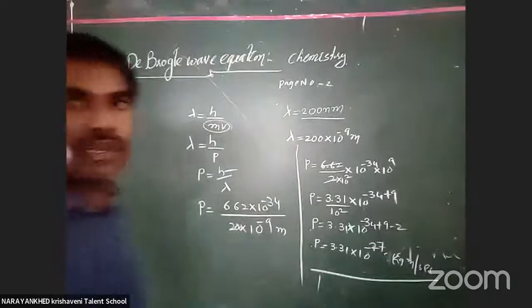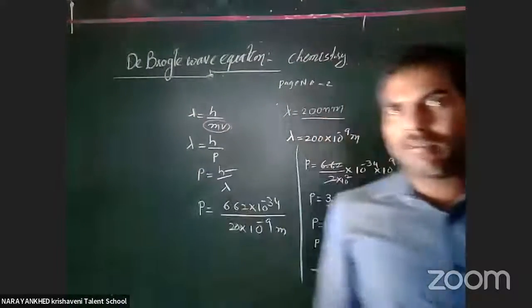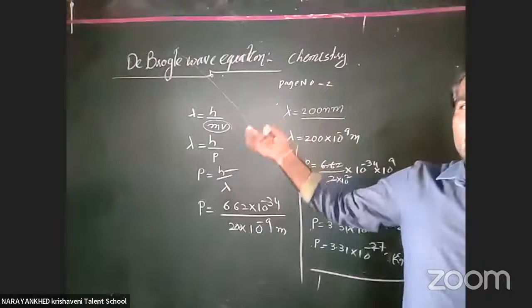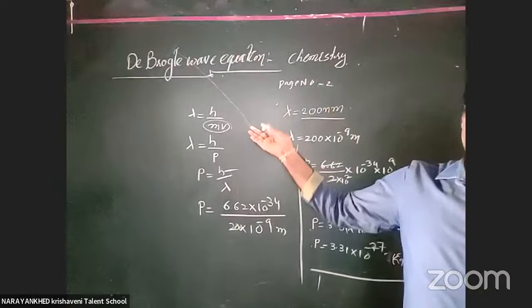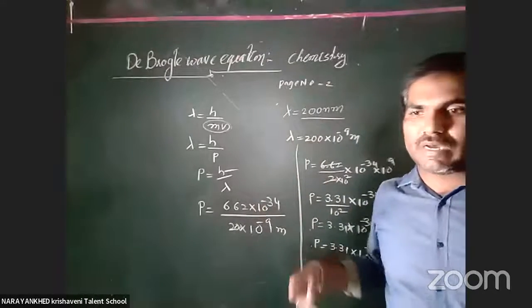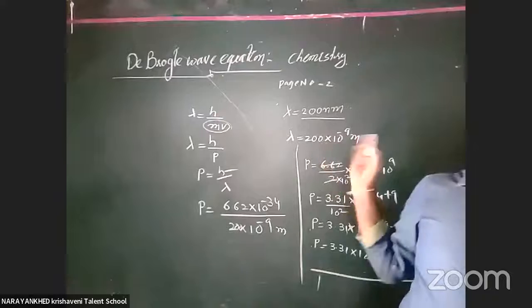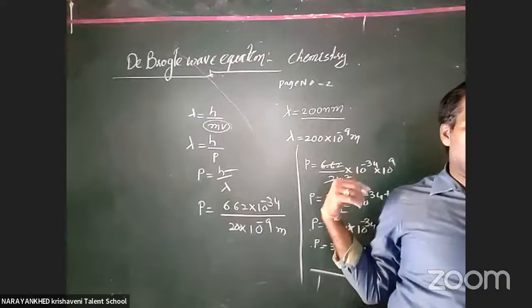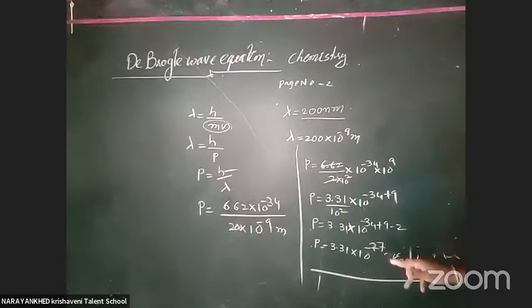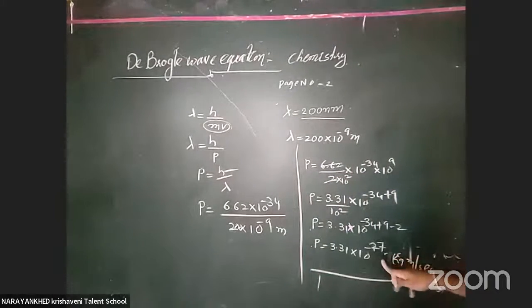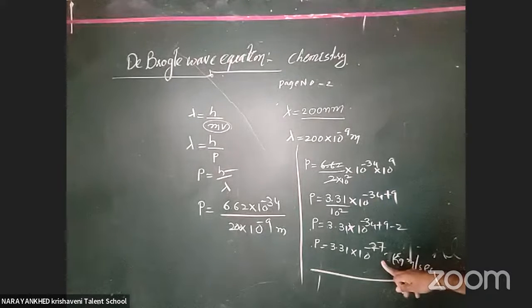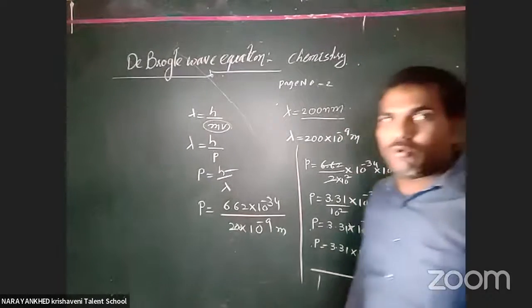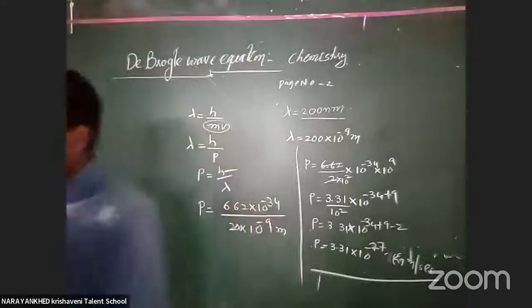In this way, we have to calculate the momentum of the particle. Clear or not, all the students? They have not directly given the mass, and they have not given the velocity. They just give the wavelength of a particle, and we know the Planck constant very well. From that we get the momentum of the particle. When the particle is moving with this much momentum, at that time it achieves a wavelength of 200 nanometer. This is the information. If possible, note it down or take a screenshot.